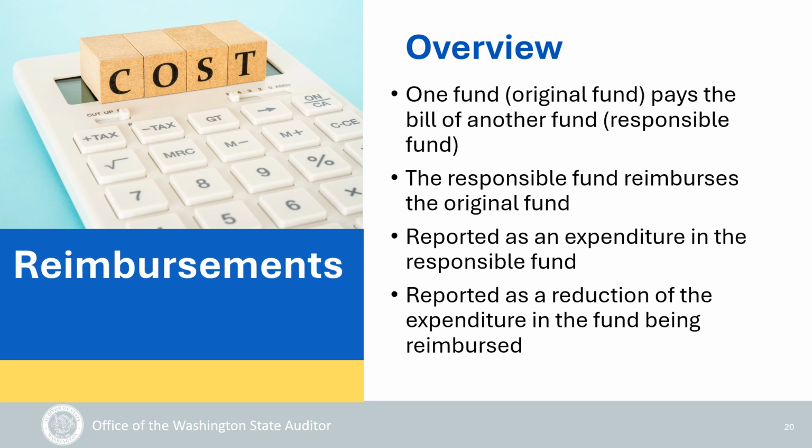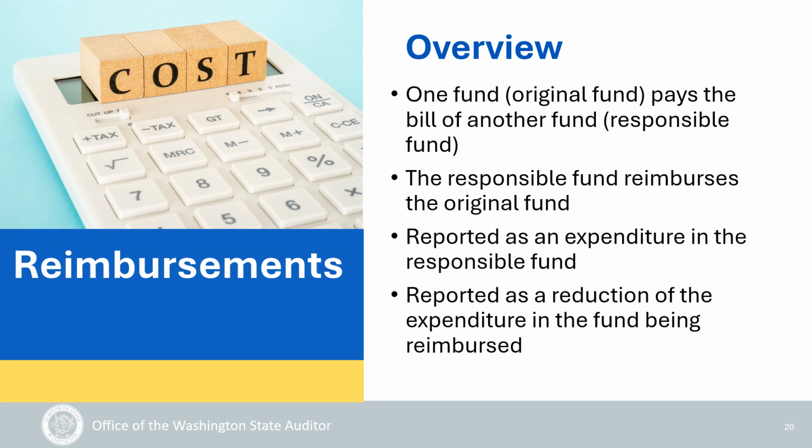Now on to the last category of interfund transactions, reimbursements. This is when one fund, that we'll call the original fund, pays the bill of another fund, that we'll call the responsible fund. The responsible fund then reimburses the original fund. The responsible fund records an expenditure because it was their bill that they should have paid. The original fund does not report a revenue. Instead, they're going to reduce the expenditure they originally recorded when they paid the bill.